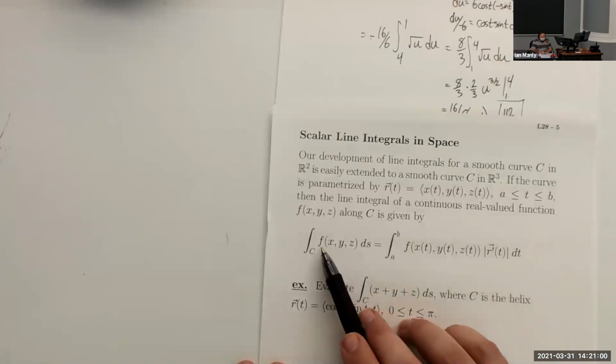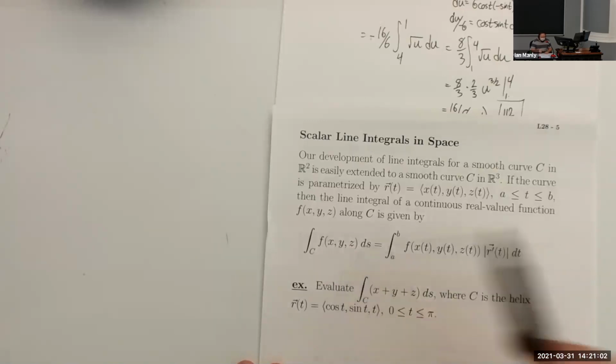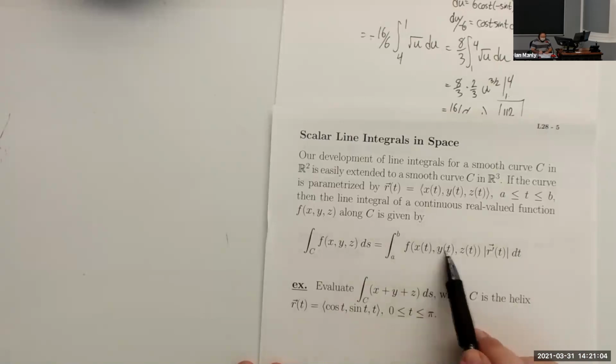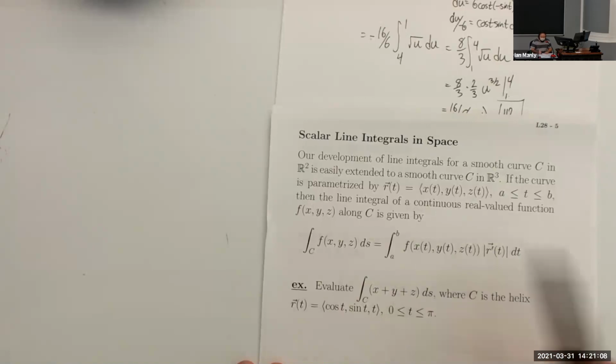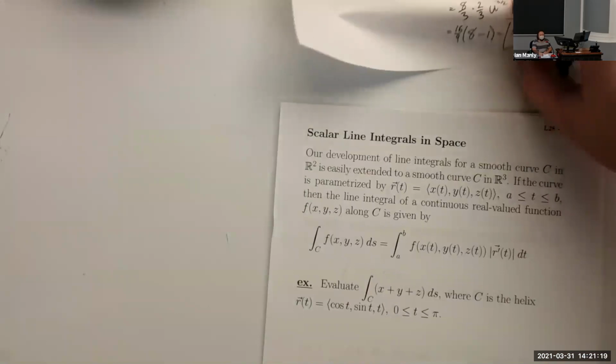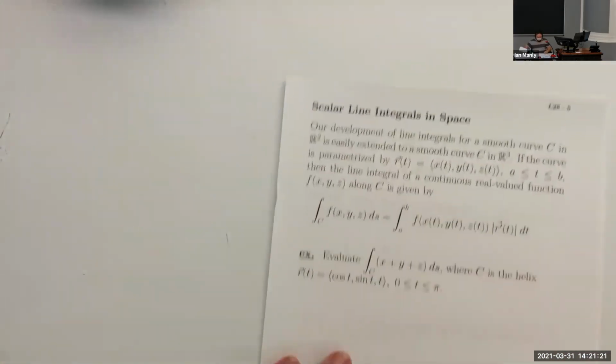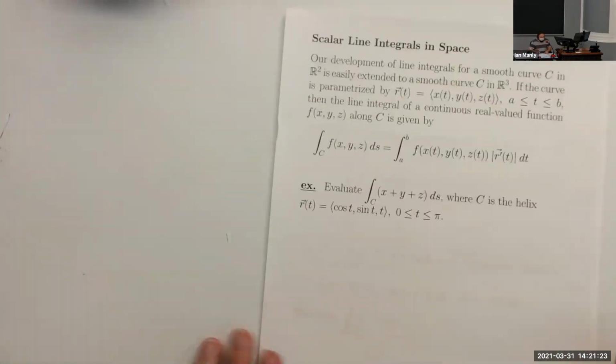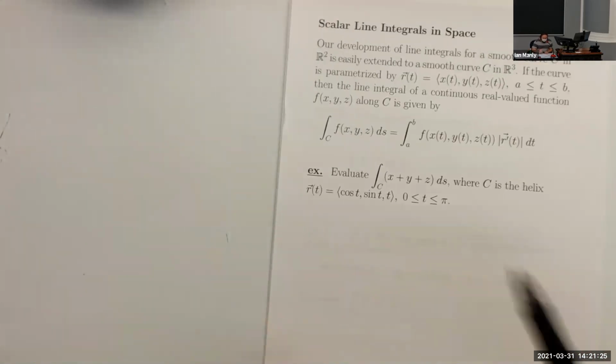So we have f of x, y, z ds. We could substitute in x, y, and z, our parametric equations for these, and then our ds will turn into the magnitude of r prime dt right here. So doing them is pretty much the same as doing it when our path was confined to 2 dimensions. So let's go ahead and give it a shot. Let's see if it really is that easy.